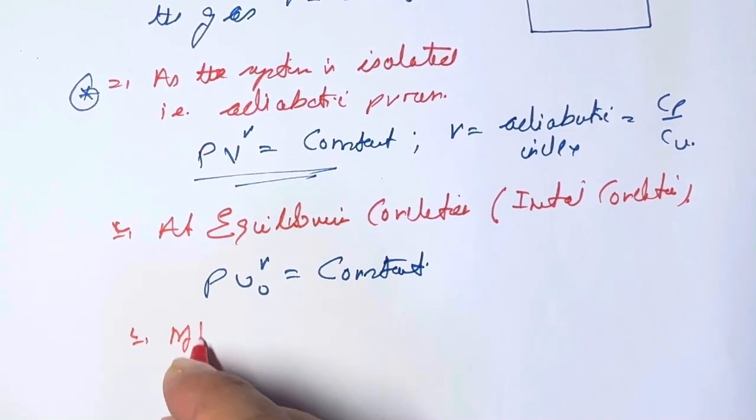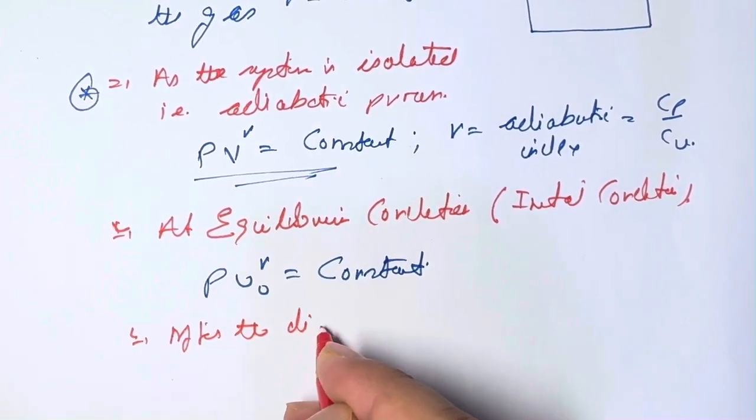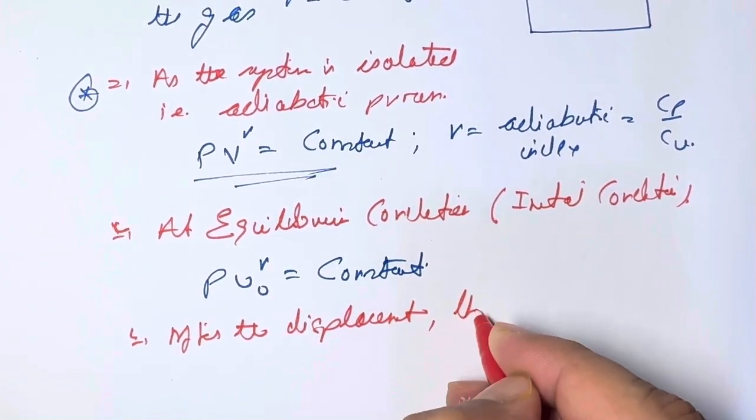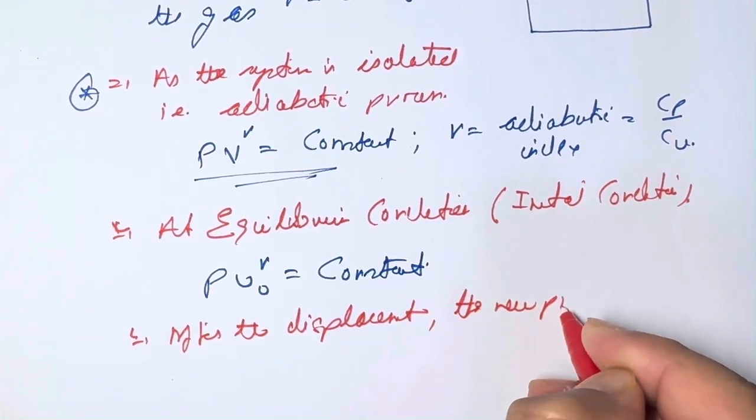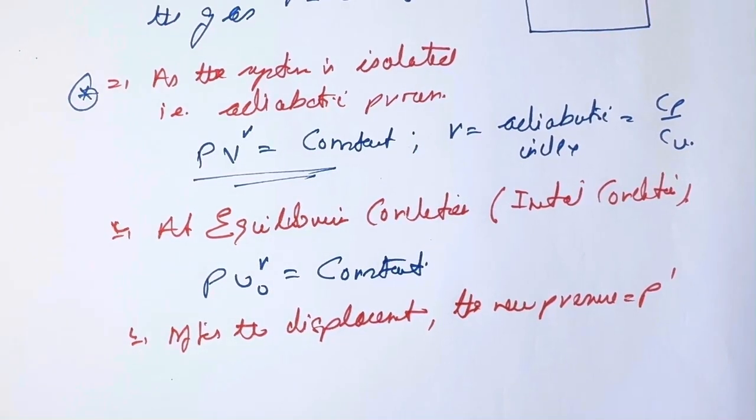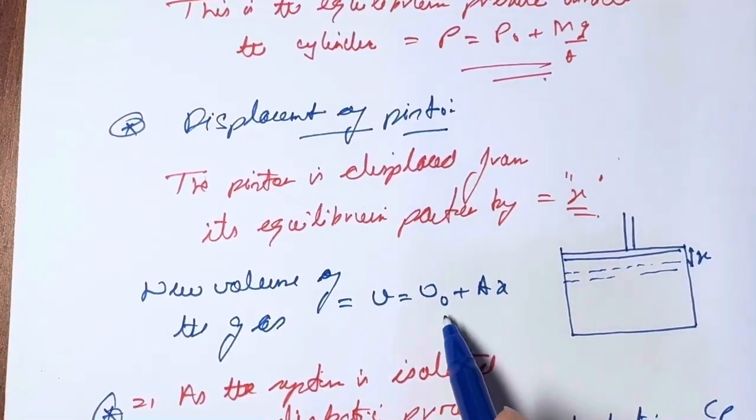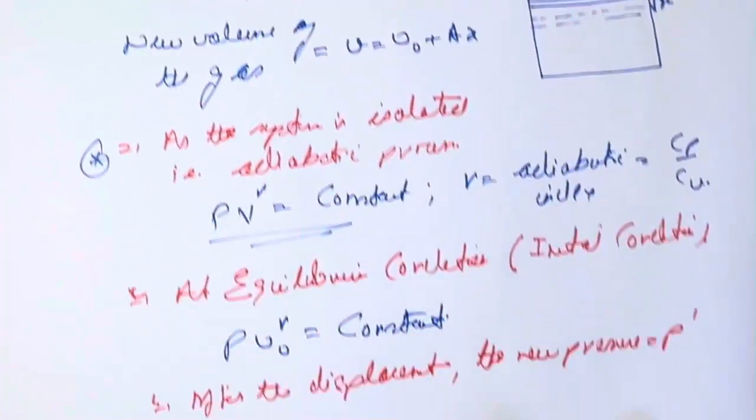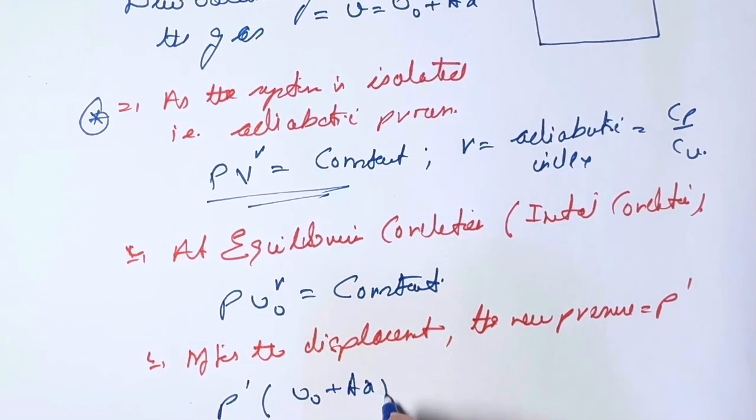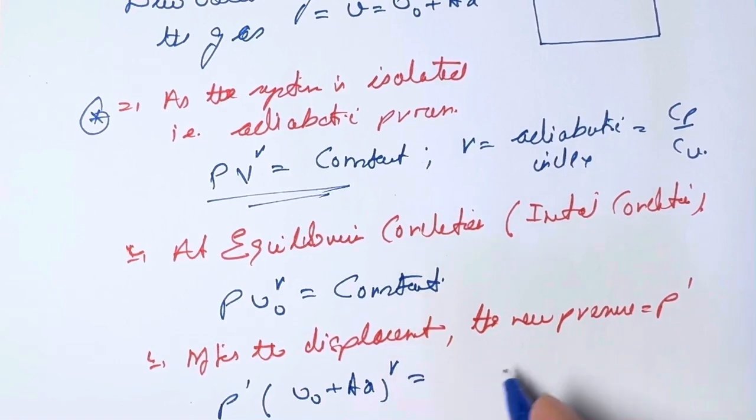After the displacement, the new pressure is P prime. We have assumed that the new pressure is P prime. So therefore we can write, and the volume we already calculated is given by V naught plus A into X. So we can write this as P prime, V naught plus AX raised to power gamma is equal to constant.